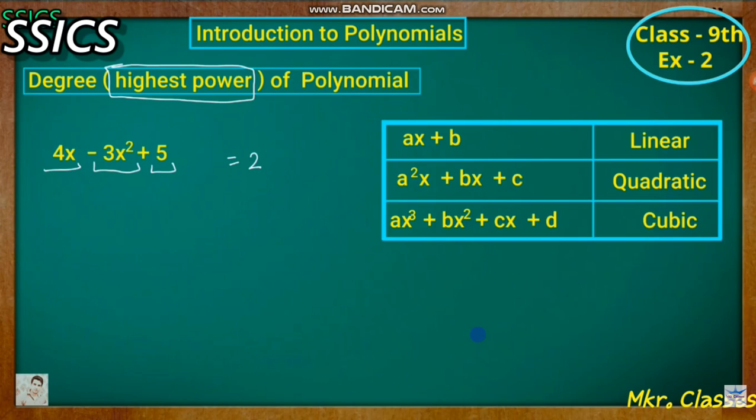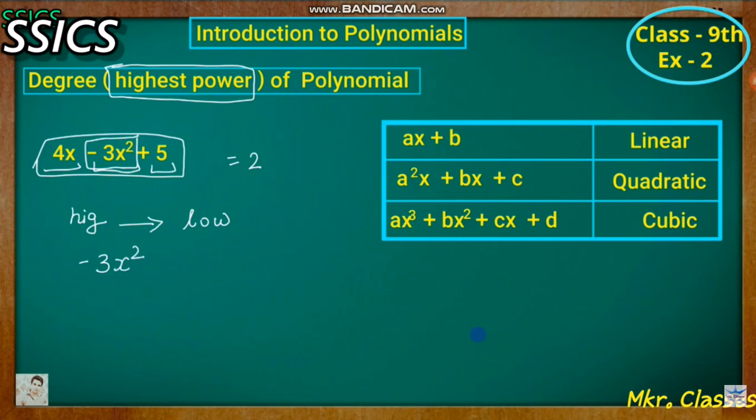That is how we write the degree of polynomials. The highest power we call the degree of the polynomial. We can write this algebraic expression from the higher power to the lower power. The 3x square, power 2, is the highest degree. So we write it with its sign. It has a minus sign: minus 3x square plus 4x plus 5.